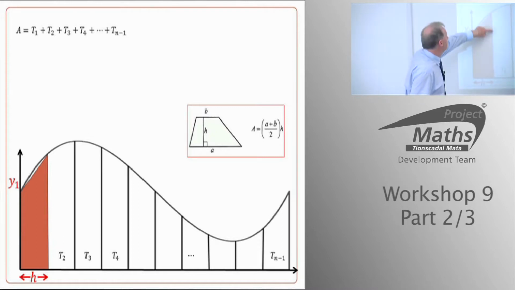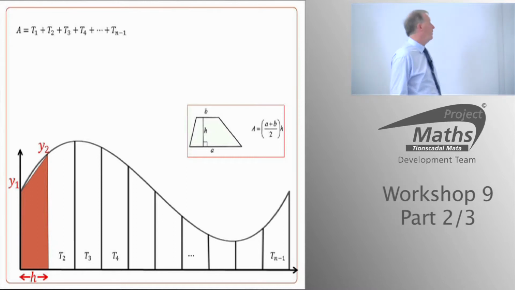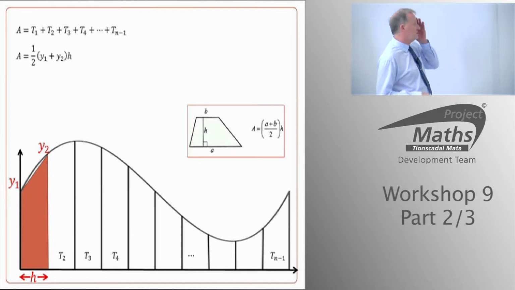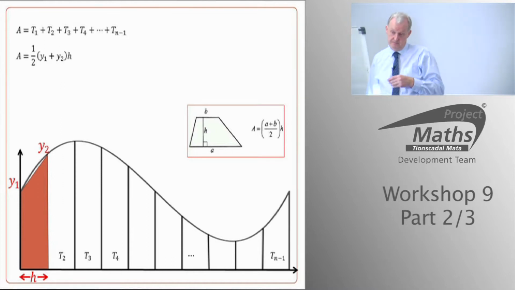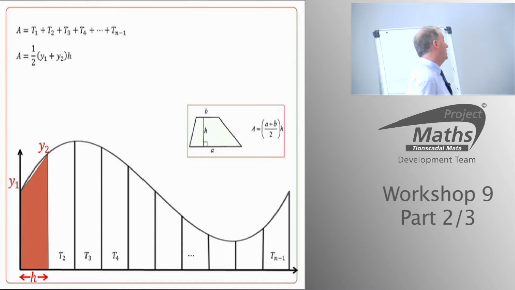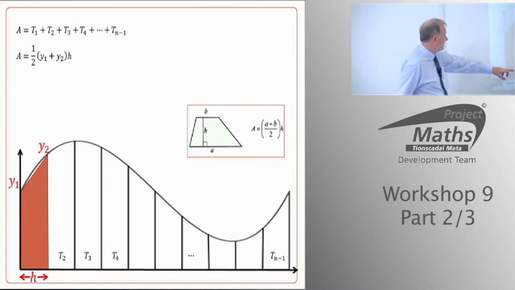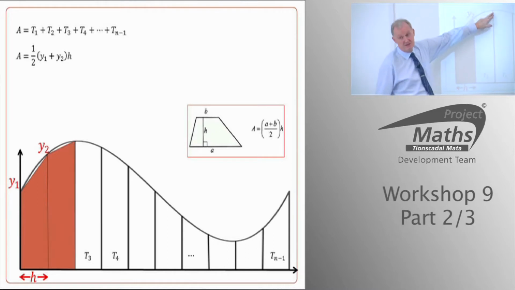Logically then this is going to be what? The y2, and we're adding those together, multiplying by the distance between them and halving it, so there's the first trapezium. And basically we're repeating that, so for the next trapezium, what's this going to be? y2, and this will make sense to be y3.